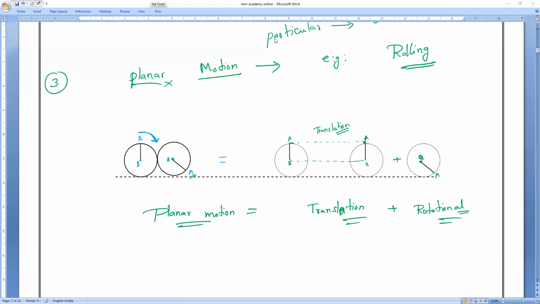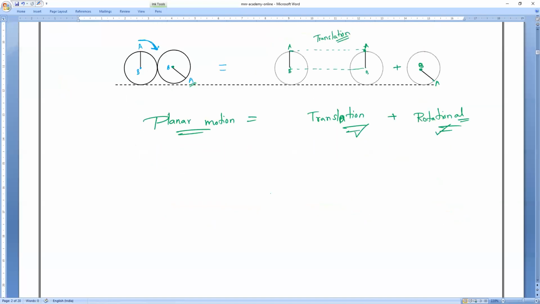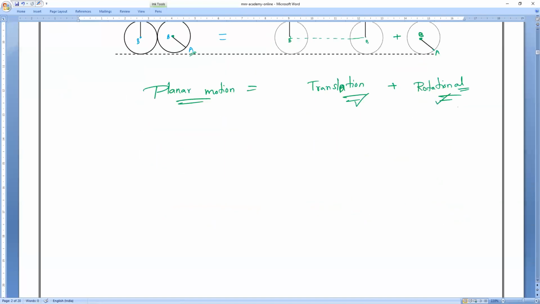Rotational. So planar motion means the body which is taking translation motion plus rotational motion. So that is what we used to call as planar motion. So in this, the most important motion which we need to understand is translation motion.